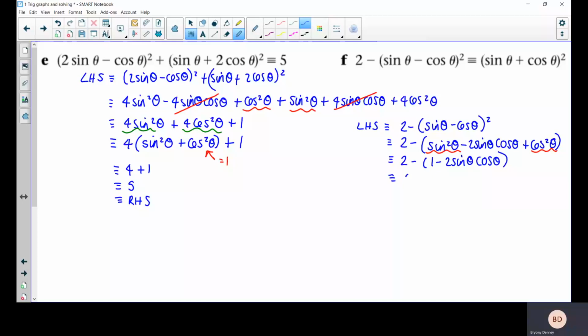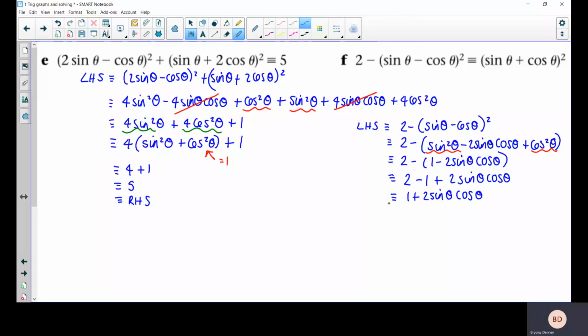So doing what I was saying before, multiplying through by minus 1, I will get that. And I'm going to be left with 1 plus 2 sine theta cos theta. And that's really as far as I can go. So how am I going to show that this is equal to the right-hand side? Because it doesn't at the moment.